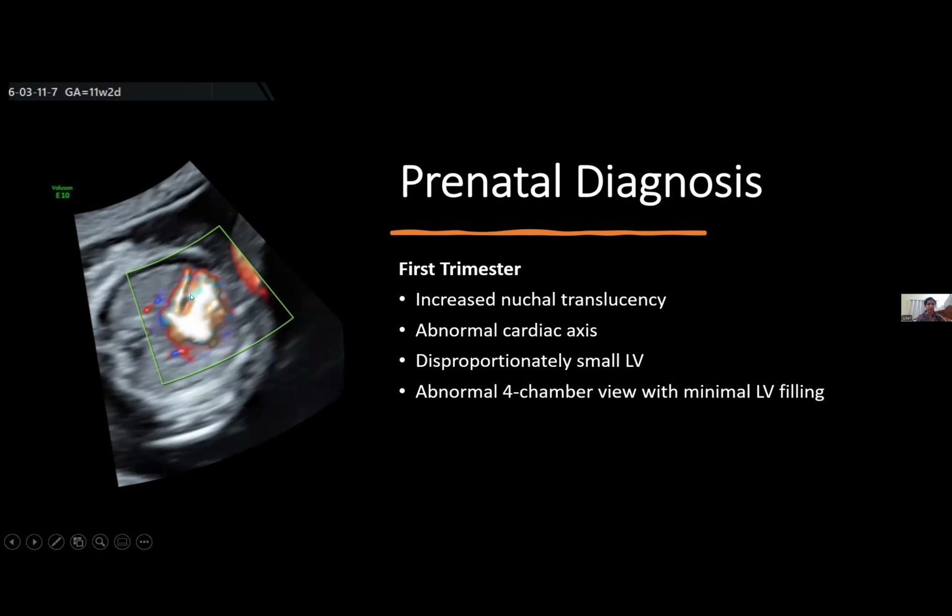This was a primigravida who was referred for a first trimester scan at 11 weeks. The cardiac axis appeared abnormal and the left-sided cardiac chambers appeared disproportionately small. There was a predominant right ventricular inflow and only minimal filling of the left ventricle. These findings raised an early suspicion of left heart hypoplasia.